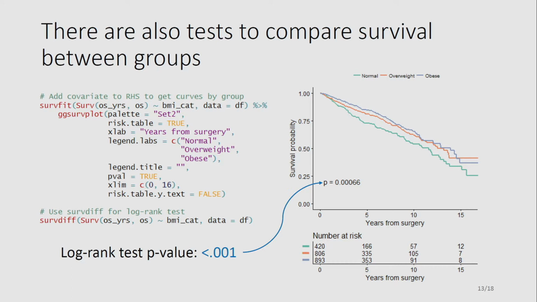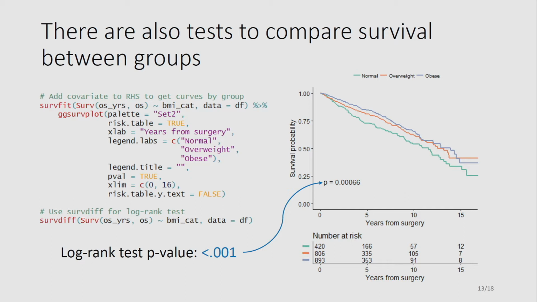You can see that my code is pretty similar here, except in the first line on the right-hand side of the equation, now I have a variable for BMI. It's a categorical variable with 3 levels for normal weight, overweight, and obese. Now on my survival plot, I have 3 curves. The purple one is obese, the orange is overweight, and the green is normal. The risk table at the bottom has 3 rows, 1 for each of my groups, and now you can see there's been a p-value added to this plot.